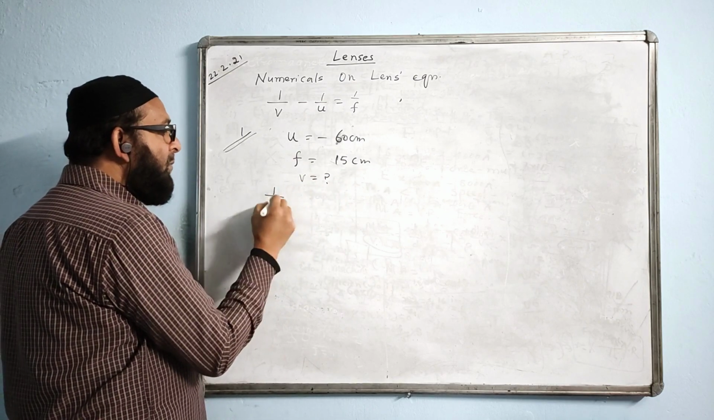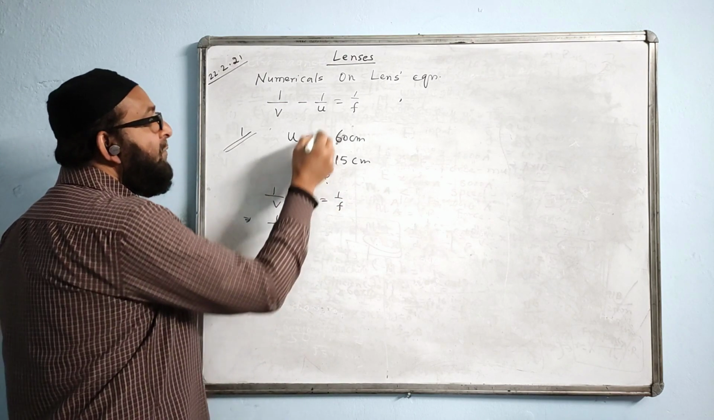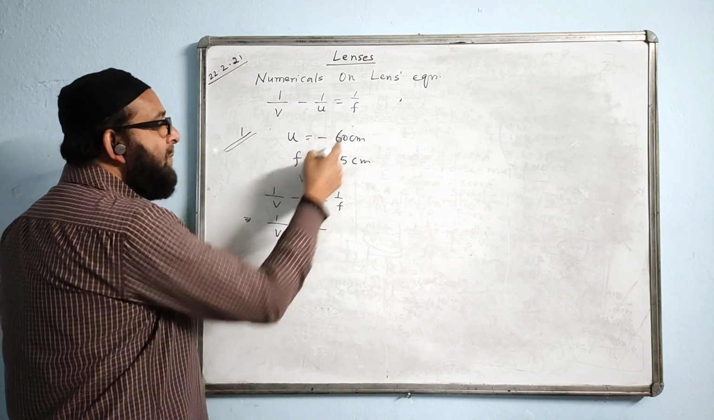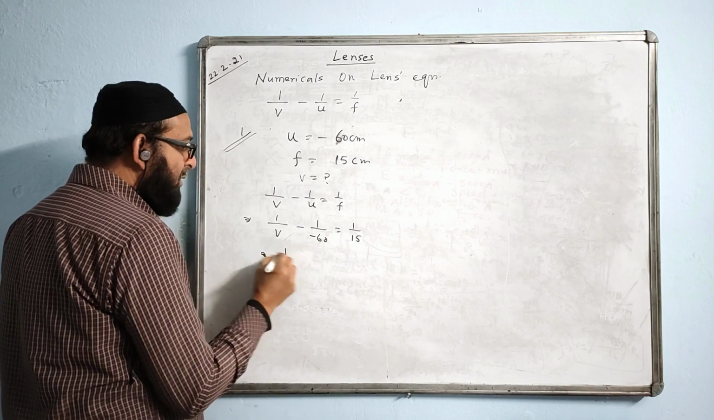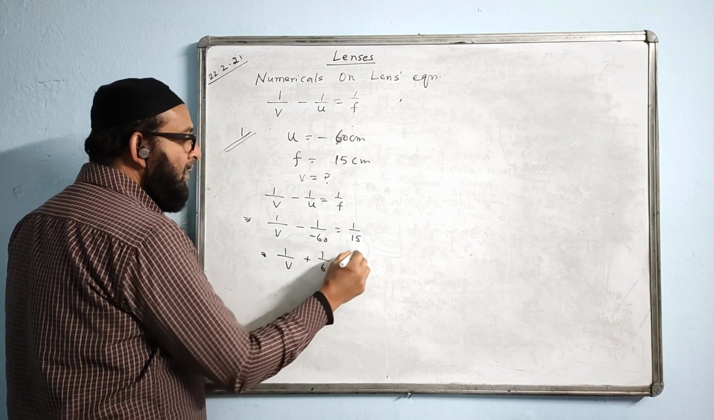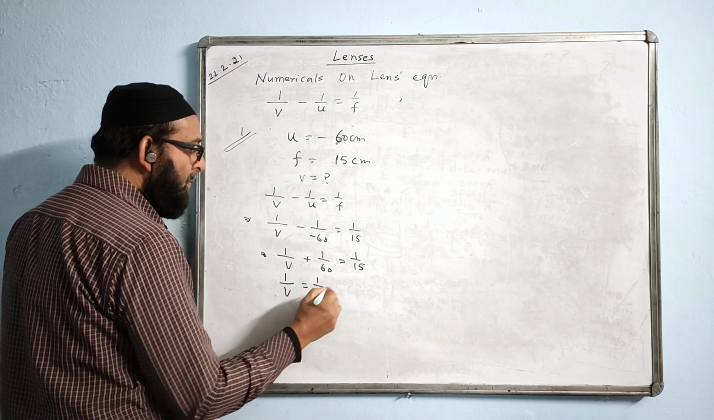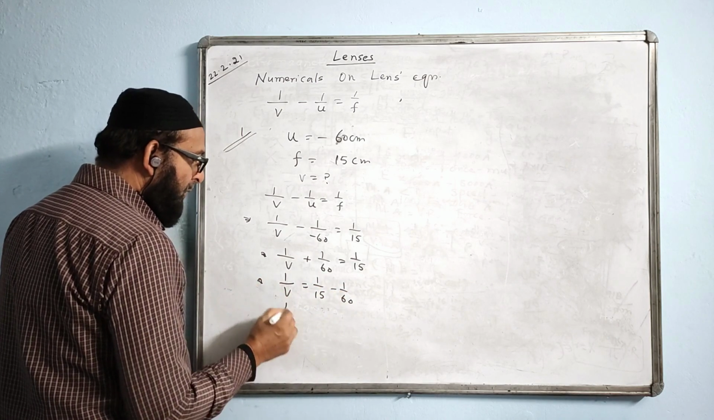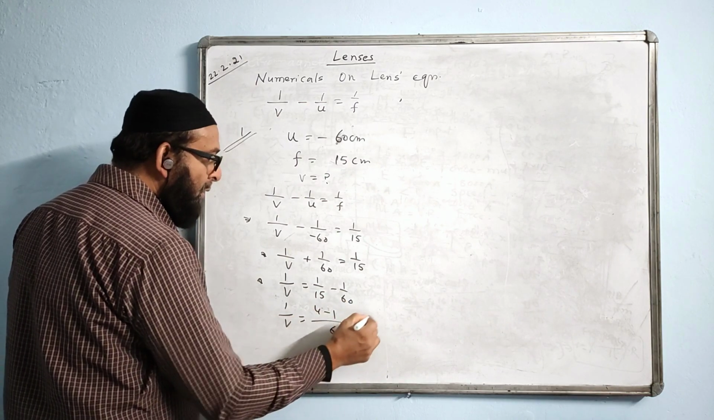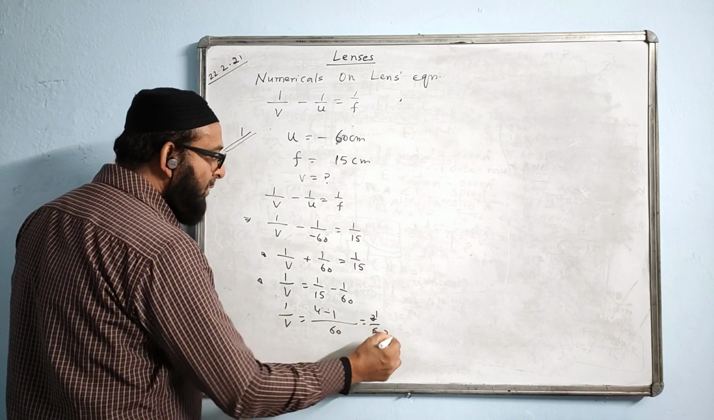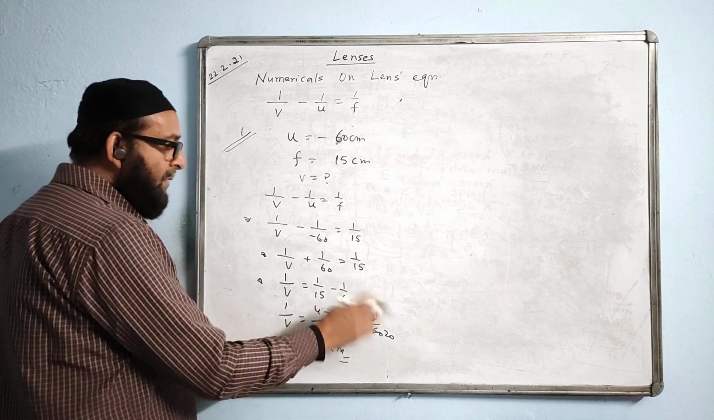So we have to find the value of v, position of the image. v is unknown. So I will use the formula 1 by v minus 1 by u equal to 1 by f. 1 by v, the value of v we have to find, u value is minus 60, f value is 15. Minus becomes plus, the sign changes. 1 by 60 is equal to 1 by 15. This will go that side. Now we will calculate the answer. LCM is 60, 15 4s will go, 60 1s will go. You get 3 by 60, cancel, 1 by 20. Reciprocate at the end, the value of v will become 20 cm. 1 by 20 now becomes 20.